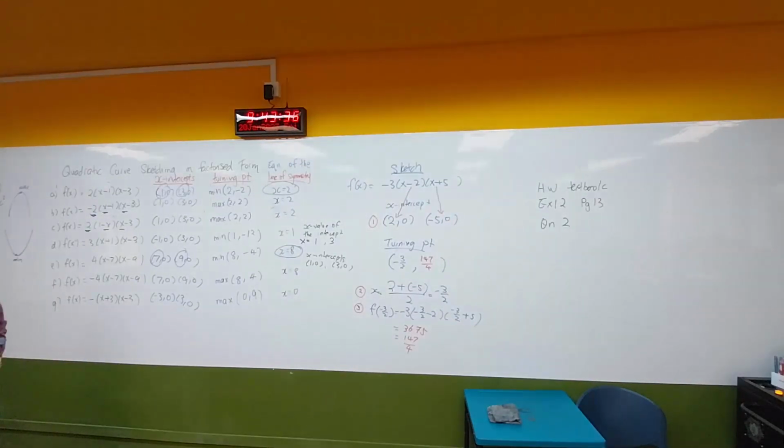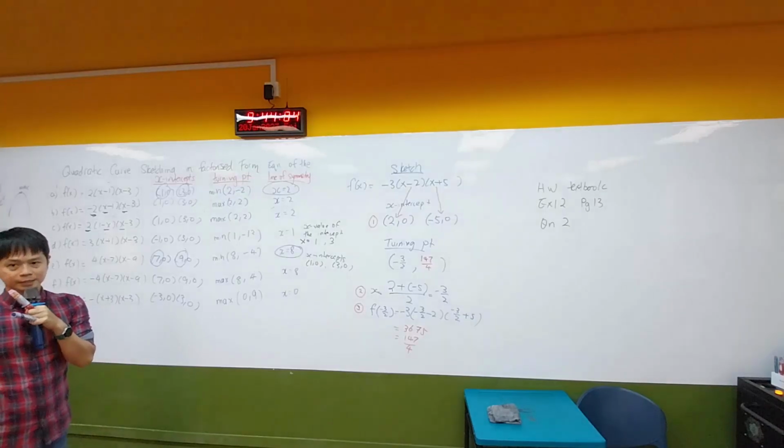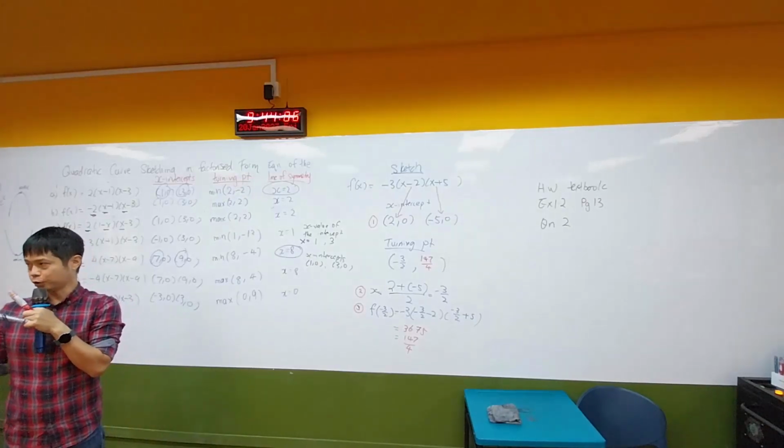Very good. Okay, so the question is, where is my y-intercept? There are two schools of thought. When it's in the factorized form, you don't have to find the y-intercept. You can still sketch. But for the sake of the lesson, I will still find the y-intercept, because sometimes exam questions do ask you to find the y-intercept. So I continue.